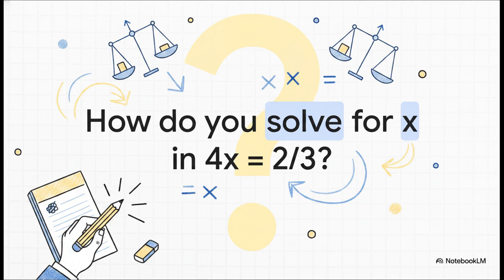You have a whole number multiplied by a variable, and it's set equal to a fraction. So which operation is going to undo that multiplication? And how do you apply that to both sides to keep the equation perfectly balanced? Go ahead and mentally compute it or scratch it out on paper. I'll give you a second.